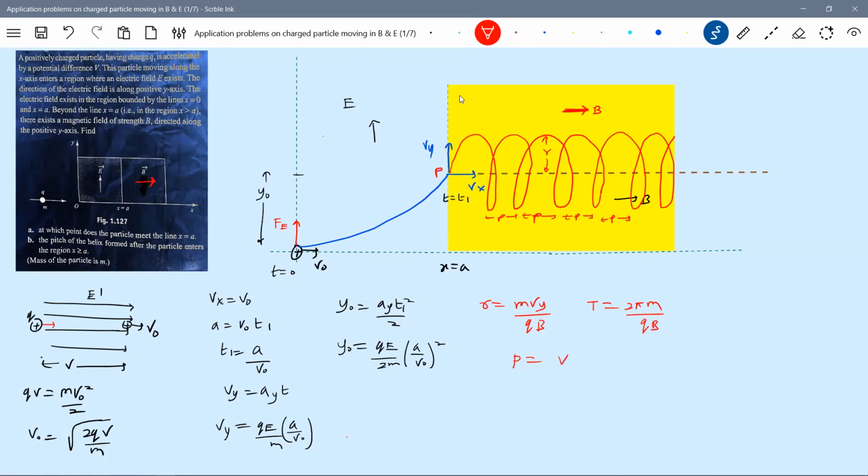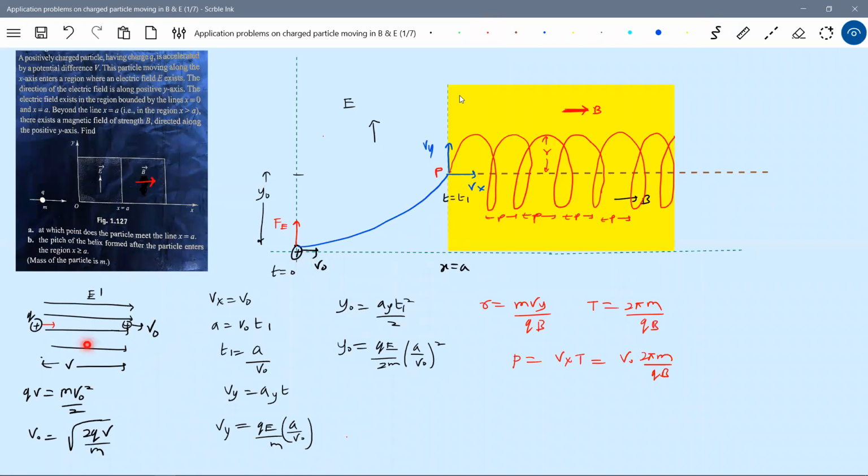Pitch is given by Vx into T. What is Vx? Vx is equal to V naught. T is 2 pi m by QB. So what is V naught? V naught is the speed with which the particle will enter at the origin.